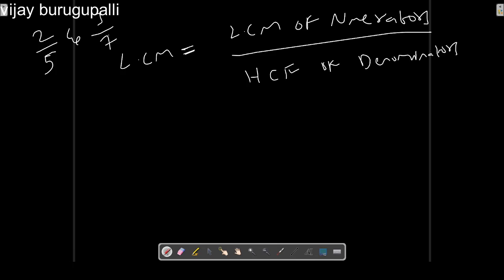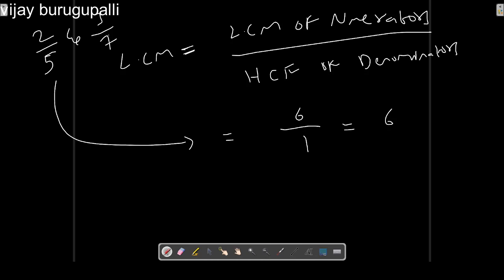That means for this example, we have to find the LCM of numerators, which are 2 and 3. The LCM of 2 and 3 is 6. Similarly, the HCF of denominators, that means 5 and 7, will be 1. So the LCM of 2 by 5 and 3 by 7 is 6 by 1, which is 6.